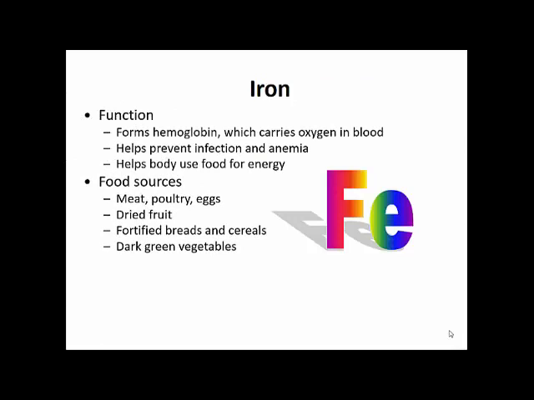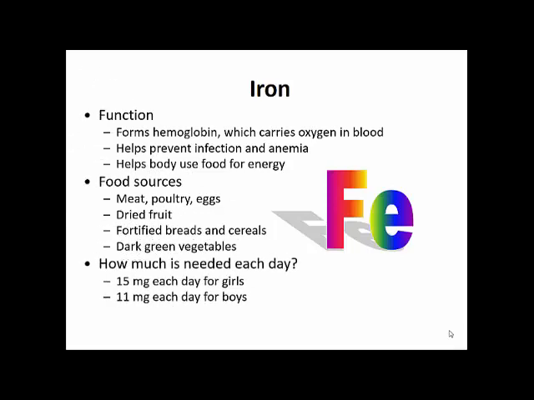Iron. Function: forms hemoglobin, which carries oxygen in blood, helps prevent infection and anemia, helps the body use food for energy. Food sources: meat, poultry, eggs, dried fruit, fortified breads and cereals, dark green vegetables. How much is needed each day? 15 milligrams each day for girls, 11 milligrams each day for boys.